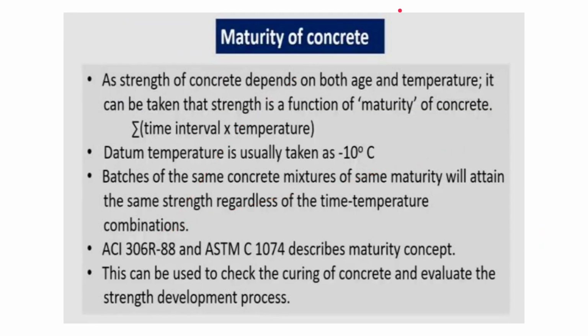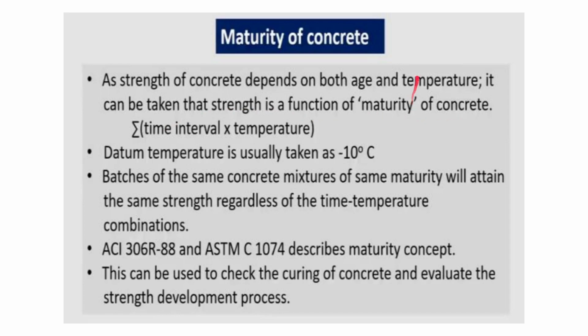So now let us come to one more important parameter, which is called maturity, the maturity of concrete. It has been found that the strength of concrete depends on two factors. One is the age, and second is the temperature. Both result in a significant development of strength, and both are proportional to strength. Therefore it can be taken that the strength is a function of maturity.